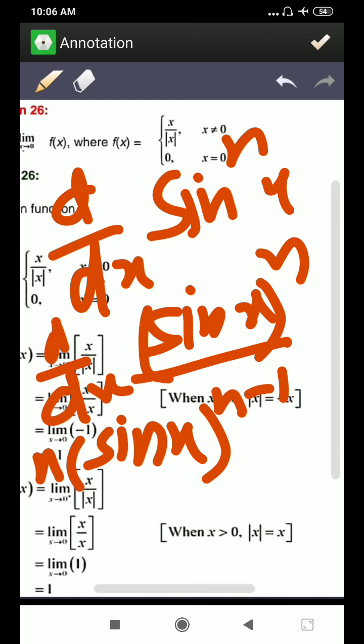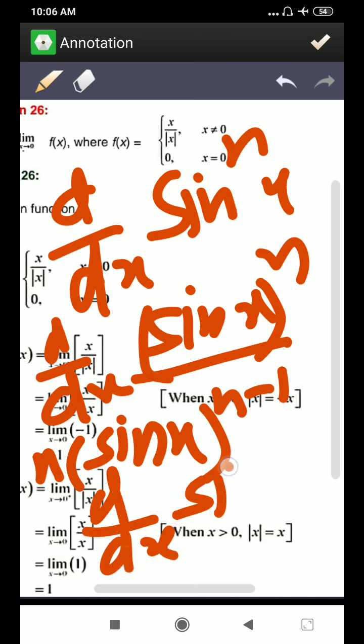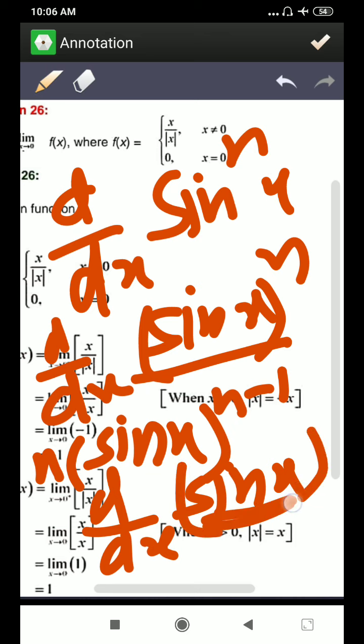But x is not x. In this question, it is sine x. So you also differentiate sine x. We know that the derivative of sine x will be cos x. So its answer will be n cos x sine x raised to power n minus 1. That's all. So learn these two tricks.